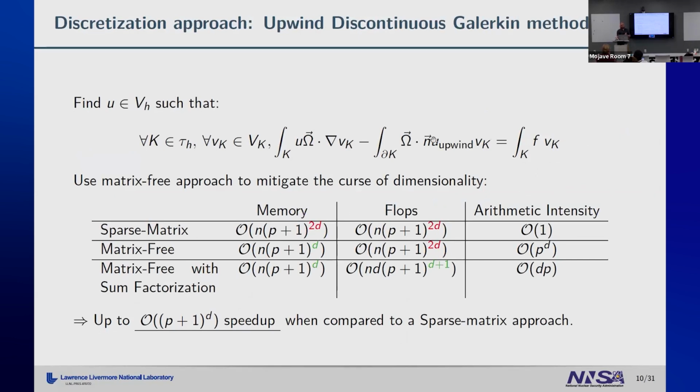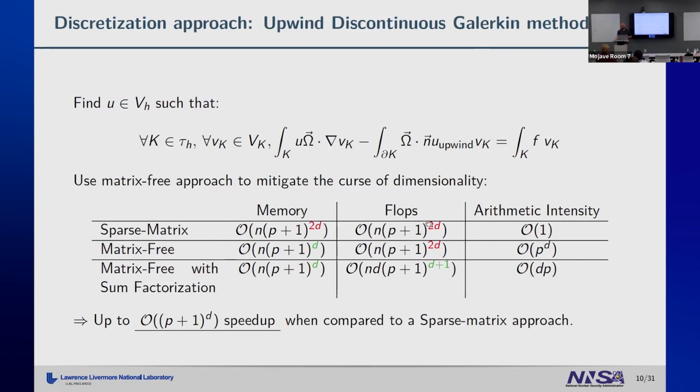One of the nice things that we do is we use matrix-free, and it's critical to go to high dimension. If we look at the memory occupation and the flops when we compare to a sparse matrix, the memory utilization of a sparse matrix is n(p+1)^{2d}, where n is the number of elements, p is the polynomial order of the basis function, and d is the dimension of the problem.